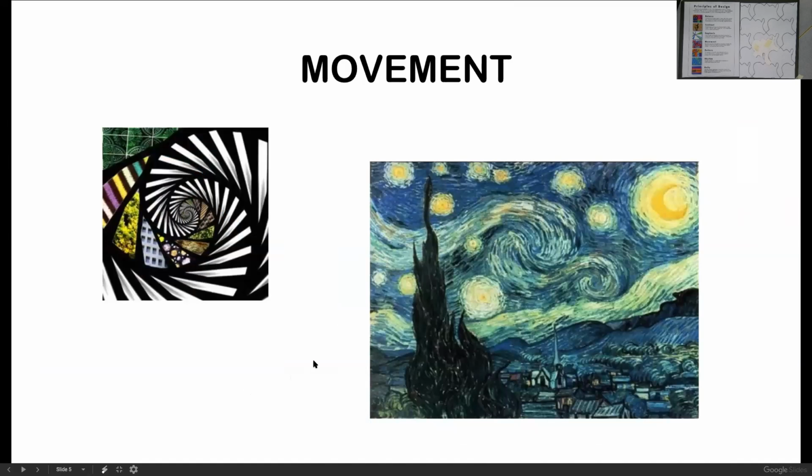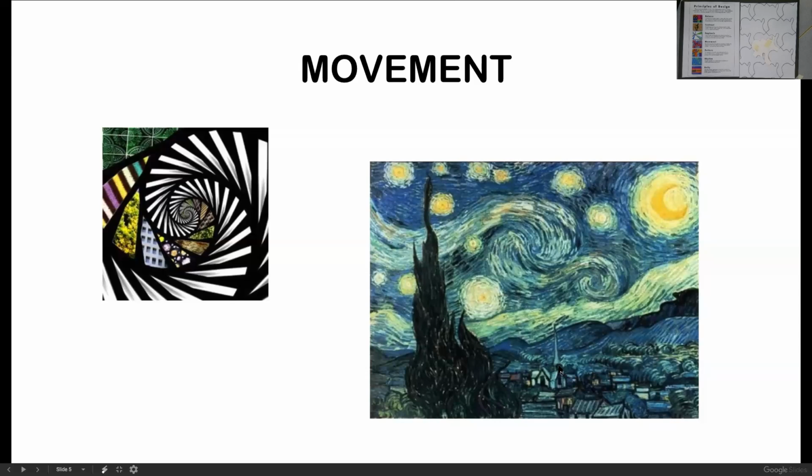All right, movement. And this is the one I want everybody to pay pretty careful attention with, because this is the one that people get wrong most of the time. Movement in art has nothing to do with things moving in a painting. Movement in art is the way you look at things, the way your eye moves through the painting.